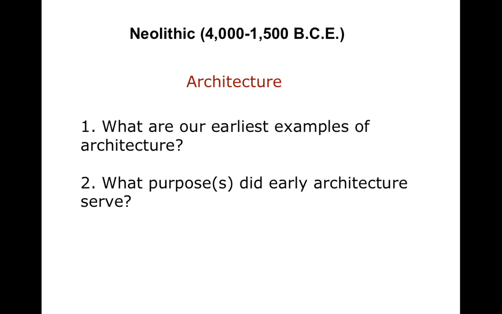And we're going to move now to Neolithic, which literally means new stone. So this is a time period roughly 4,000 through 1,500 before the Common Era. And this is really when we see the emergence of architecture. So this is following the end of the Ice Age, and that, of course, affected the distribution and stability of plant, animal, and marine life.